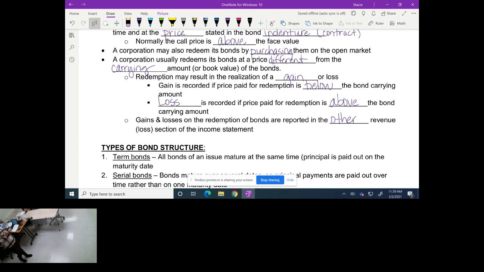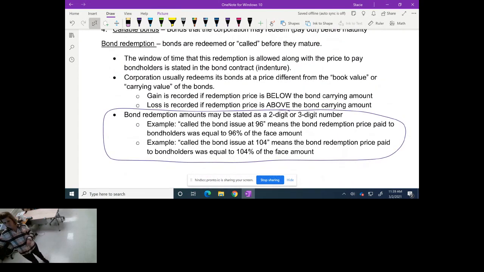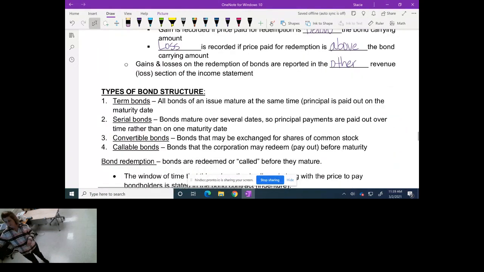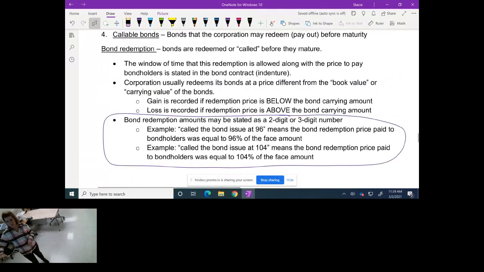So the carrying value or carrying amount, book value of bonds. So what that looks like, trying to see where I have enough room to write that. I'll write it down there.